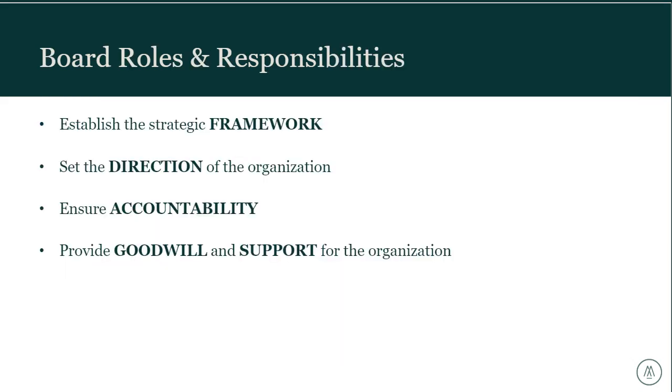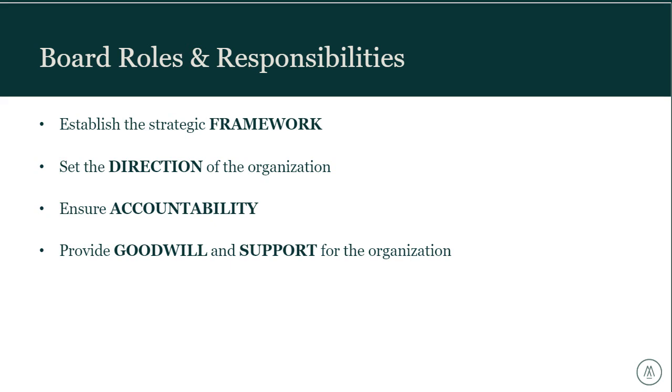In any governing model, board members have these four key responsibilities. We really want the board to be involved in establishing the strategic plan, that mission, vision, values, and goals. We want it to set the direction for the organization. We want to know how we're performing against our stated goals, what that looks like and how we will measure that. And then there's providing goodwill and support for the organization.